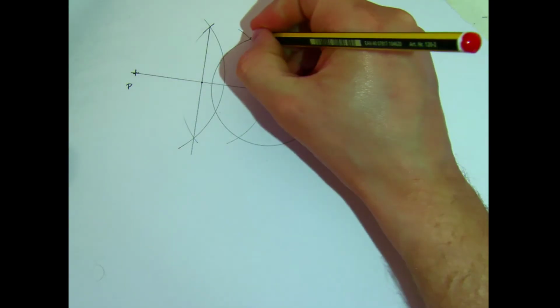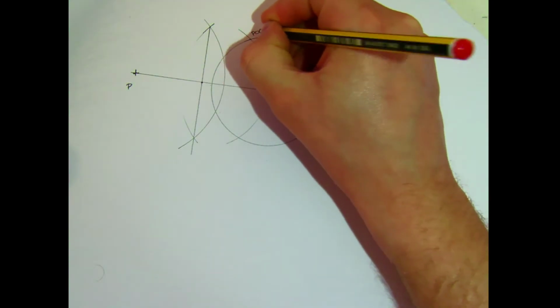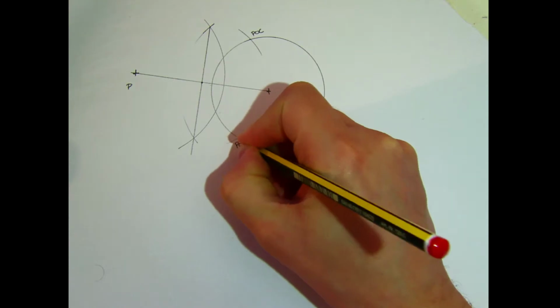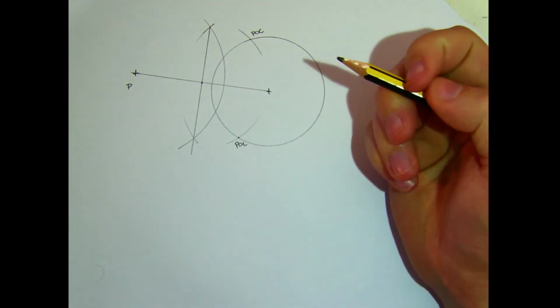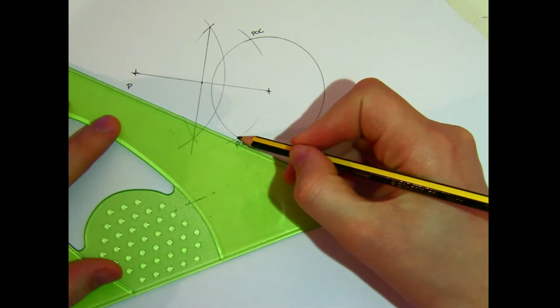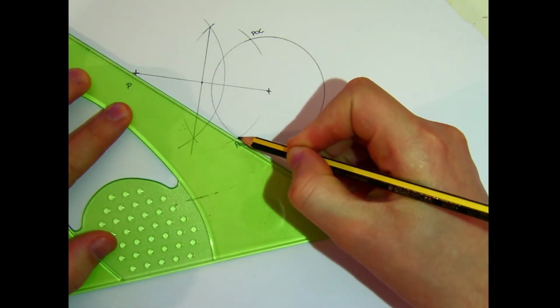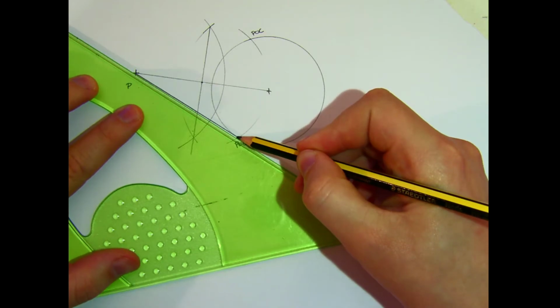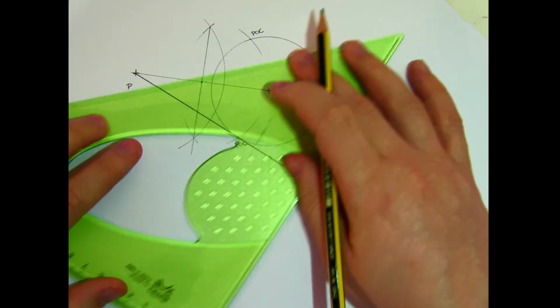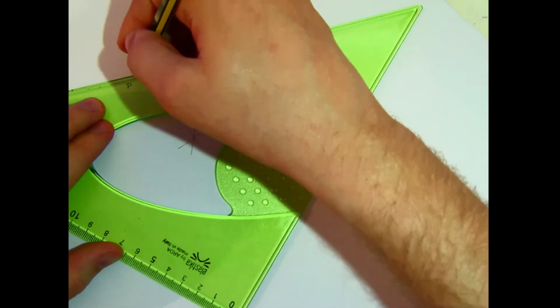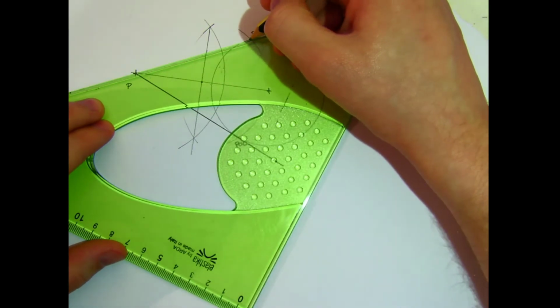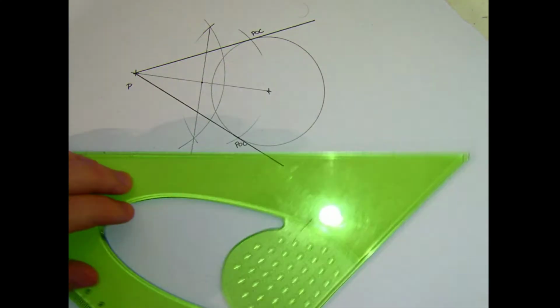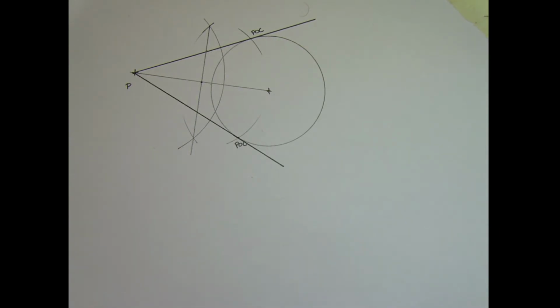This gives me my points of contact, POC and POC. So now all that I need to do is draw my tangent joining my point of contact back to point P. That's one tangent. You can extend that on beyond if you want. And the second tangent also from point P to my point of contact, giving me 2 tangents to a circle from a point outside of the circle.